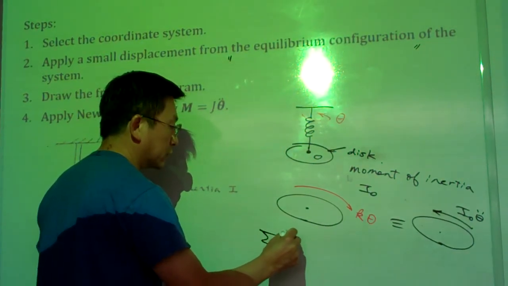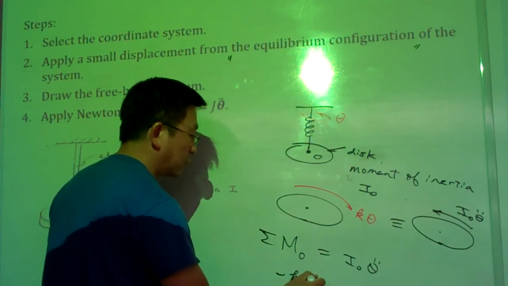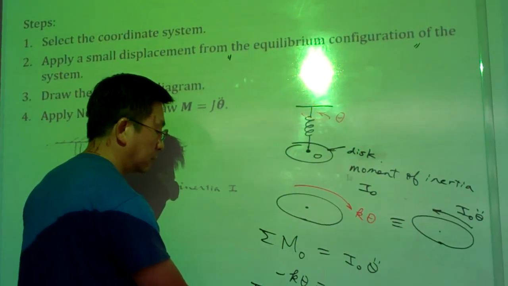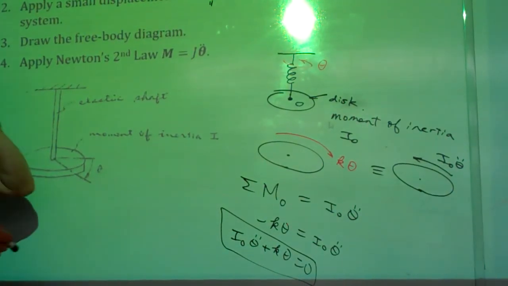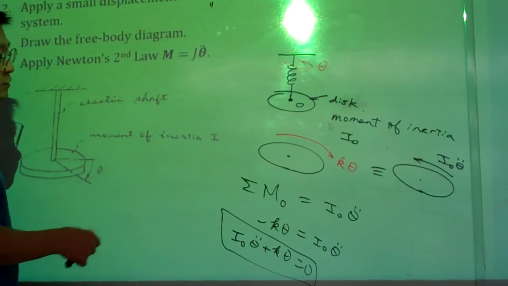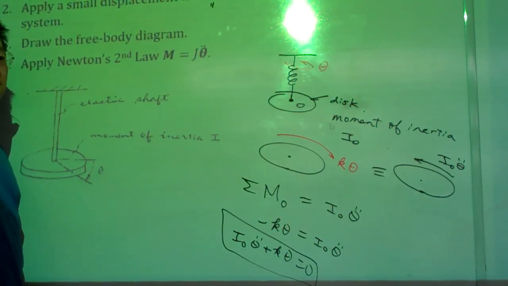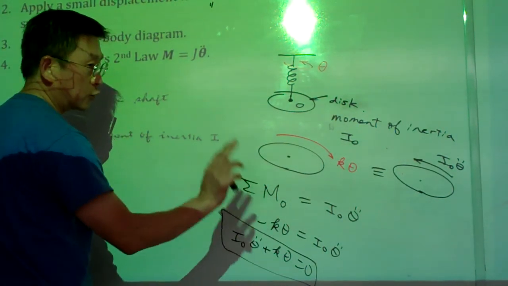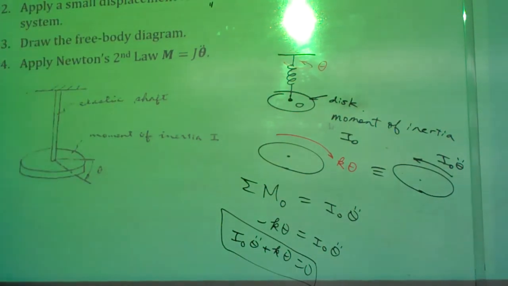So again, using the moment about O equal to IO times theta double dot, that means minus K theta equals IO theta double dot. In this way, IO theta double dot plus K theta equals 0. Okay. And the unit for this torsional spring constant is a little bit different from the unit in the translational case. When we do the exercise, you will see the unit. So basically, for the torsional spring they have slightly different units, but all the units should be consistent here.